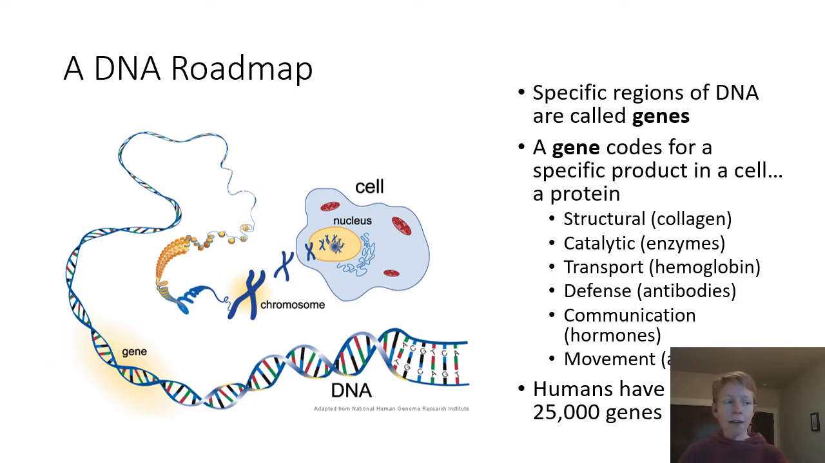And humans have between 20,000 and 25,000 genes. So if you remember, we have 46 chromosomes, and they actually come in pairs. And so we only have 23 different kinds of chromosomes. So on those 23 different kinds of chromosomes, we have to have 20 to 25,000 genes. So some chromosomes have over 1,000 genes on that actual single DNA molecule.